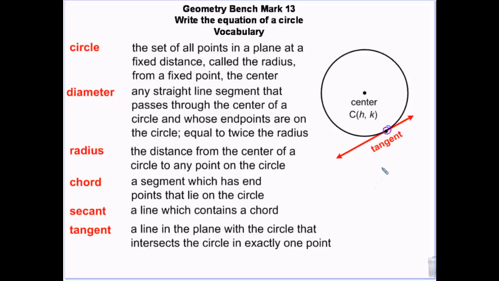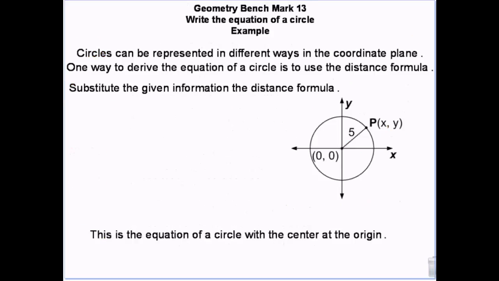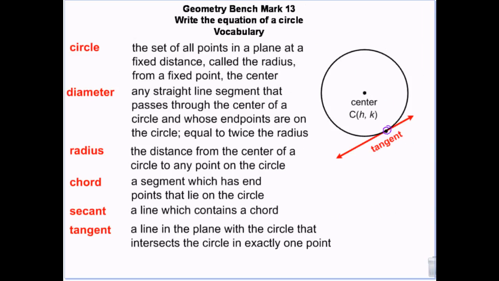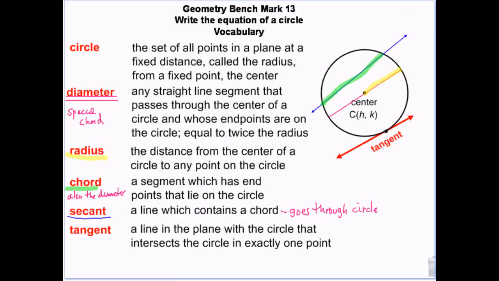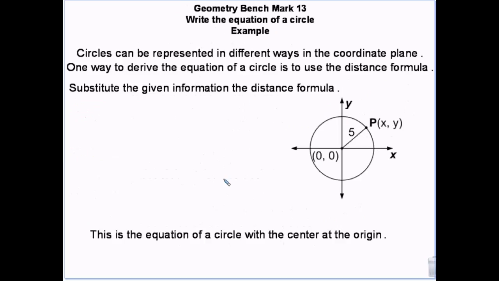Okay, so a secant line goes through the circle, a tangent just touches the circle. Let me draw them all really quickly, and I will pull that back up in a second. There we go, that's everything all together.